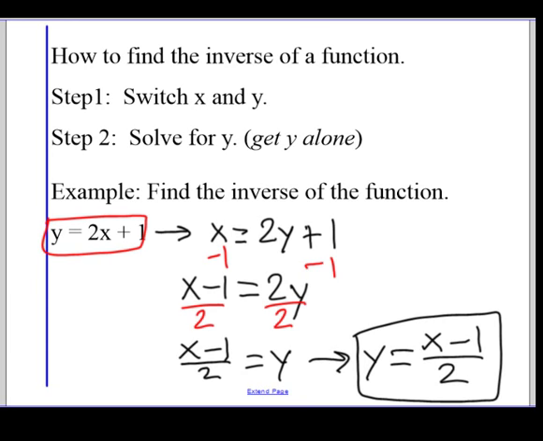Be very aware that everything I see happening in the original function, 2 times x plus 1, is the opposite in my inverse. It was times 2, now the inverse says divide by 2. It said plus 1, now the inverse has minus 1. Also, you have to do things backwards. In my original, I would have to multiply first, then add. In my inverse, I subtract first, then I divide. So not only are the operations backwards, but also the order is backwards on top of that.